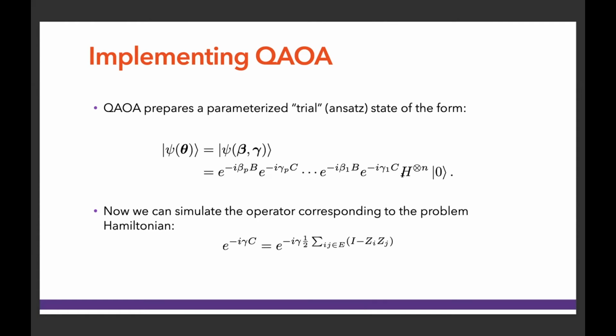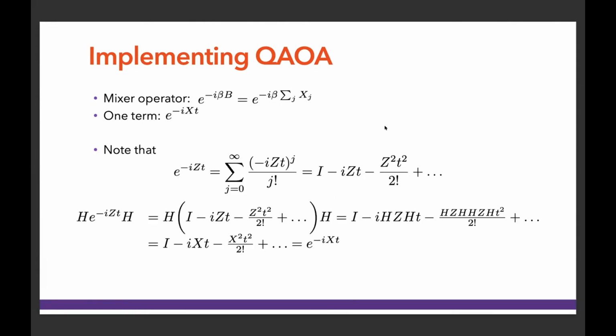Okay, so with this, we can implement half of the circuit in gates, the part of the circuit that corresponds to the cost phase operator. Now, how do we implement the mixer?